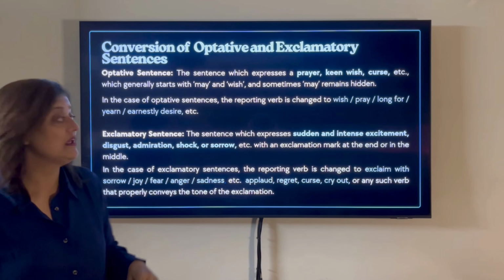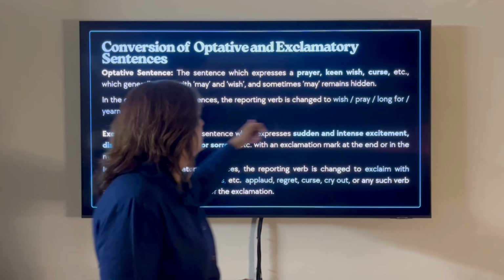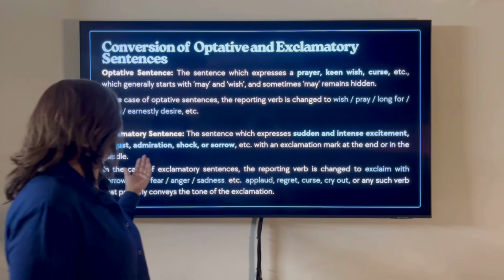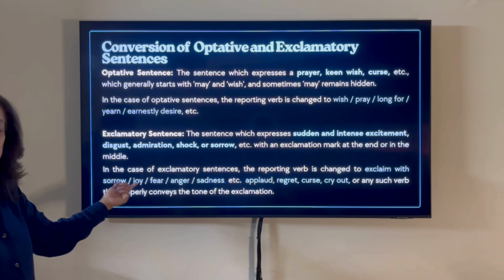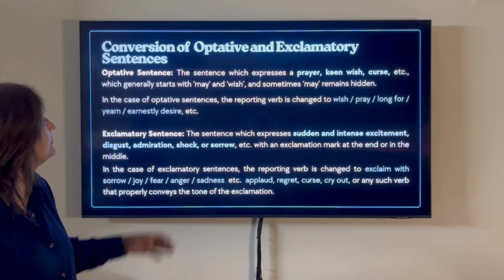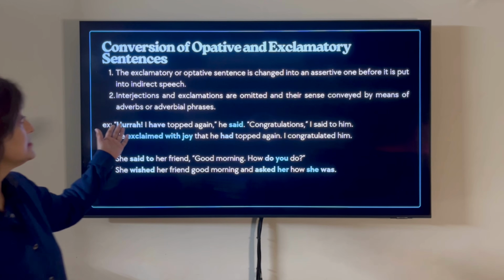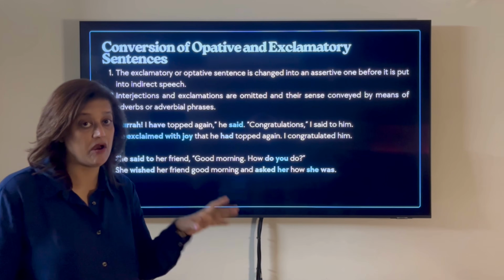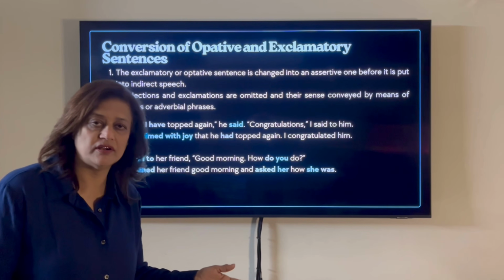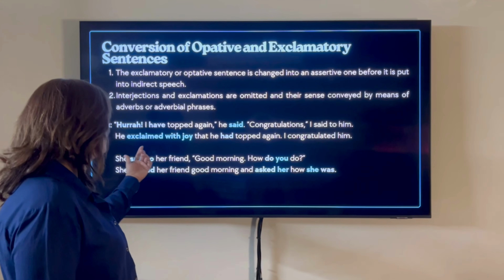So when we are changing them into indirect, the reporting verb said can be changed to prayed, wished, longed for, or desired. Similarly, in exclamatory sentences, we can say exclaimed with sorrow, joy, fear, anger, sadness, and so on. The exclamatory or optative sentences change into assertive sentences, which means the interjections and the exclamation marks in the sentence are omitted. Words like hurrah, wow, alas, oh my God are all interjections. They get removed, and in place of them we use expressions like exclaimed with joy.